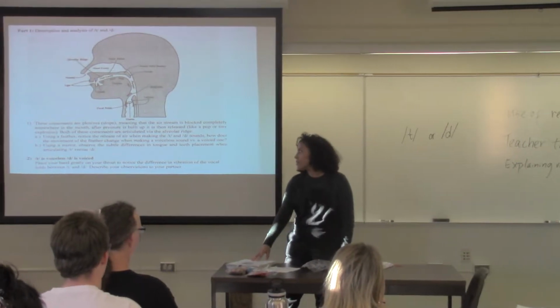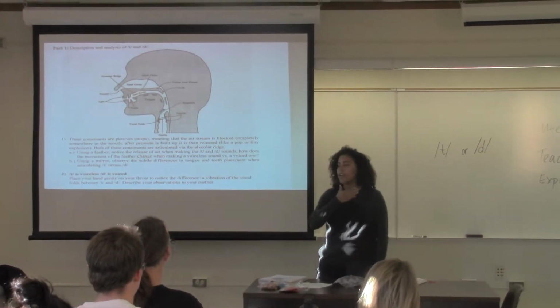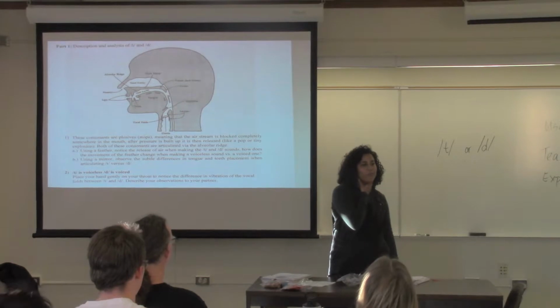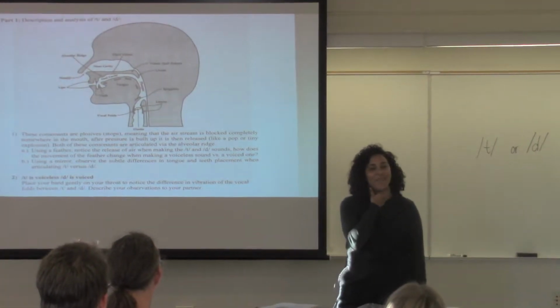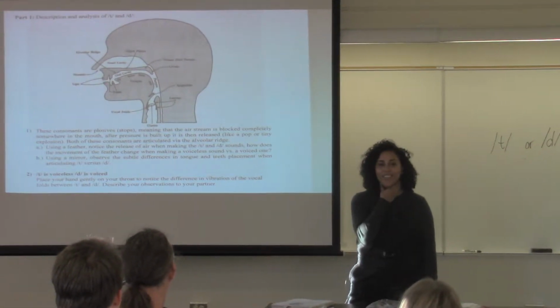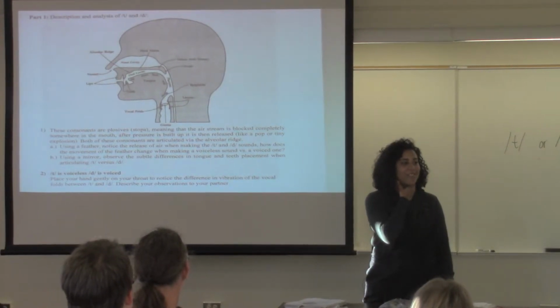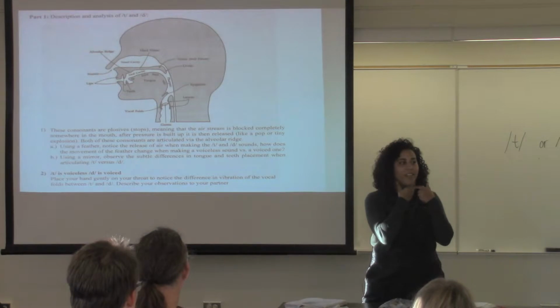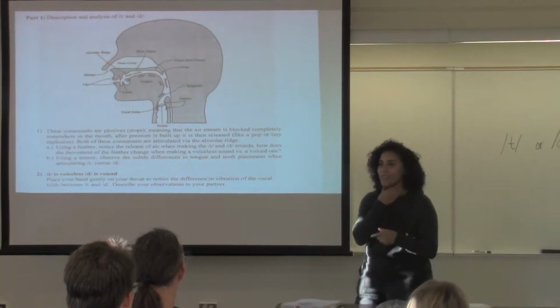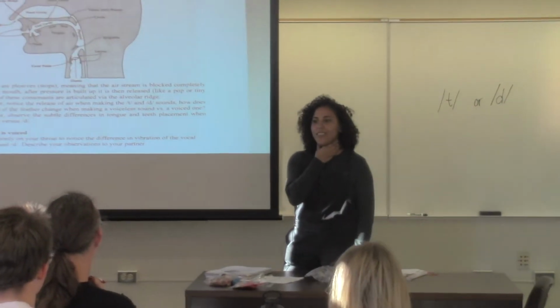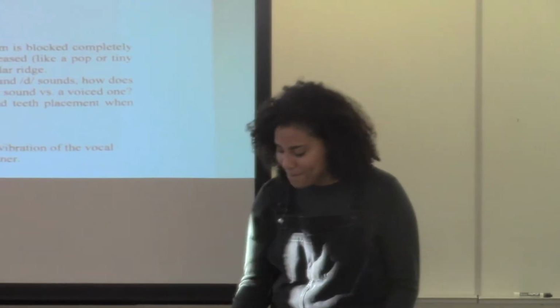I also want to use the example of placing your hand gently on your throat. Do that very lightly. When you make the t sound, it shouldn't move at all. When you make the d sound, you'll feel a light vibration in your vocal folds. So, d, d, d, d, like that.